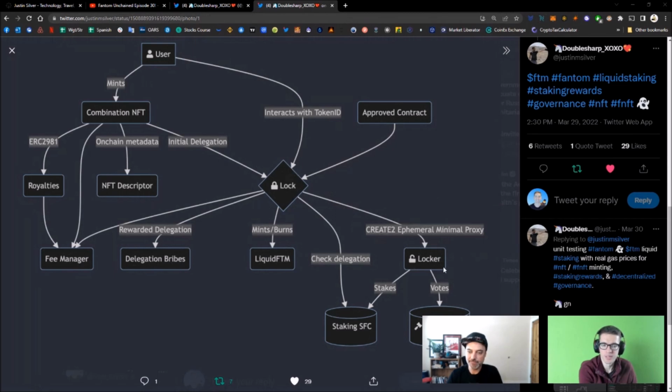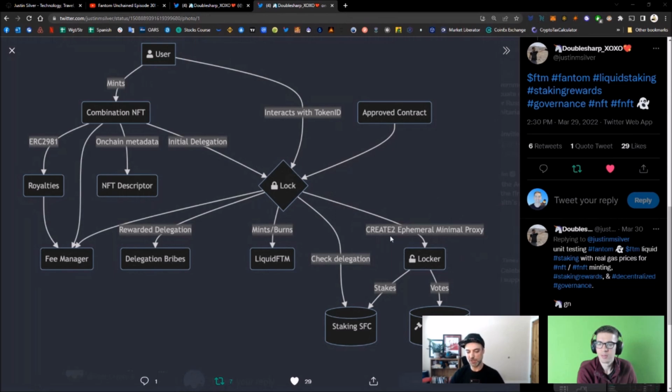It always points to the same locker, which is kind of like a location. You could think of it like a location: it tells you where to find that contract. There are two technical pieces that make it possible. The first is create2 for the deterministic deployment address, and then the ephemeral minimal proxy is the other part.